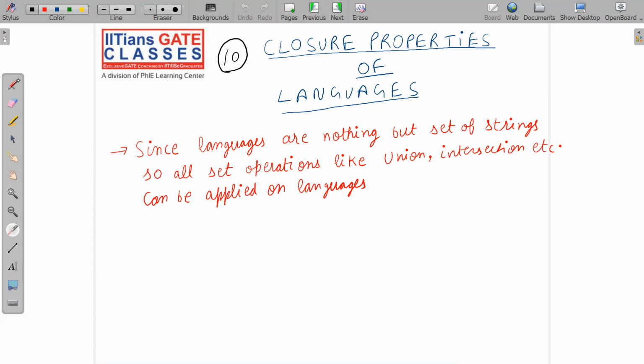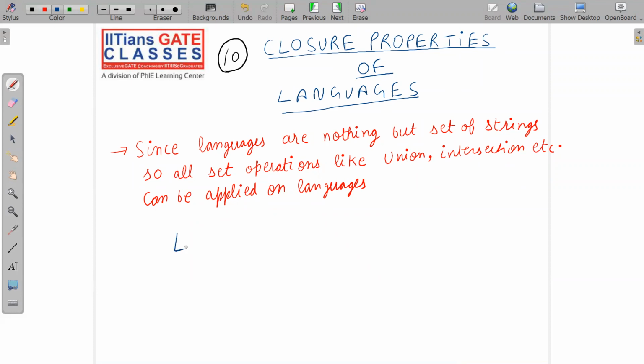Okay, so see, this is a very simple concept. In closure properties, the very first point which we should know is that languages are nothing but sets of strings. So all set operations like union, intersection, concatenation, and so on, can be applied on languages. Okay, so this is a very simple point, and I think this is self-explanatory.